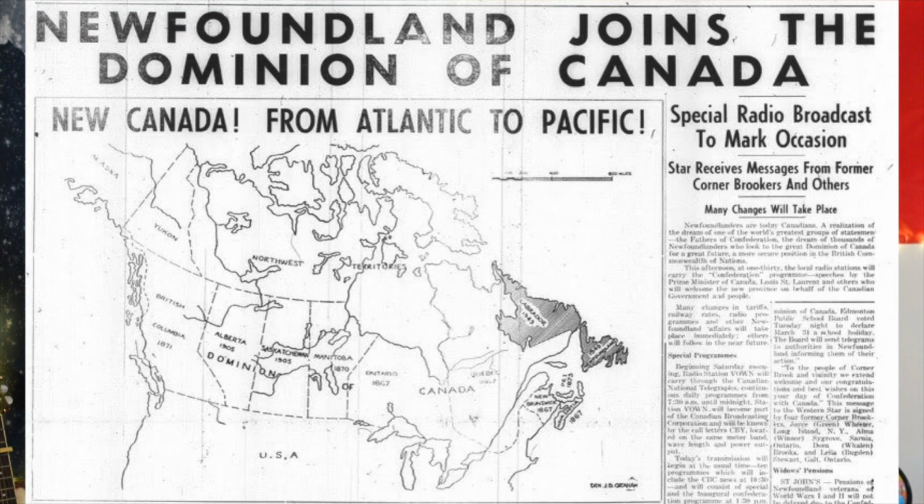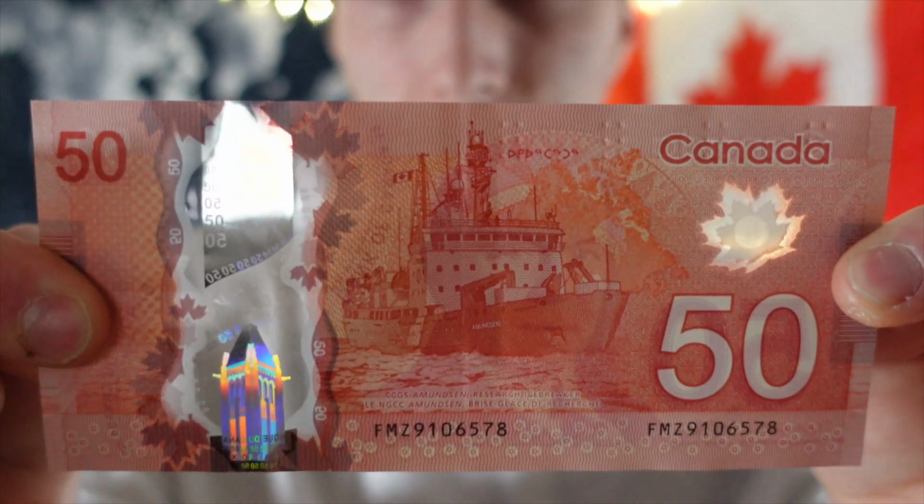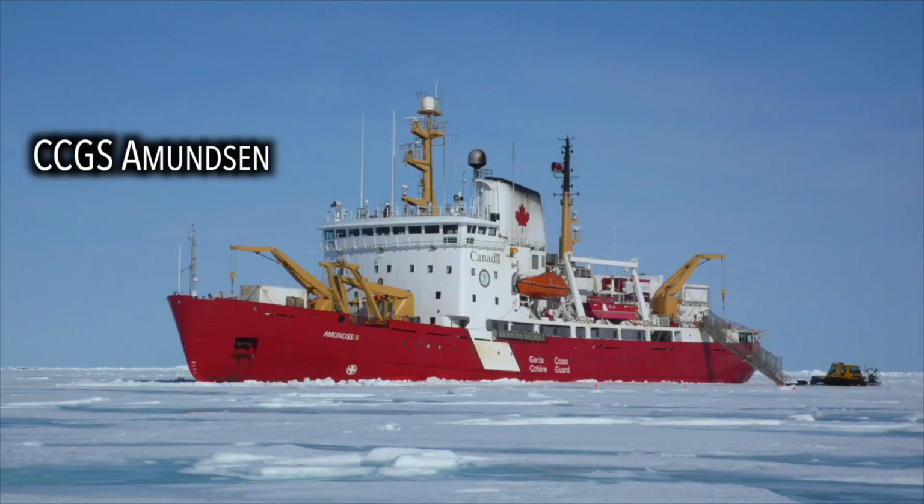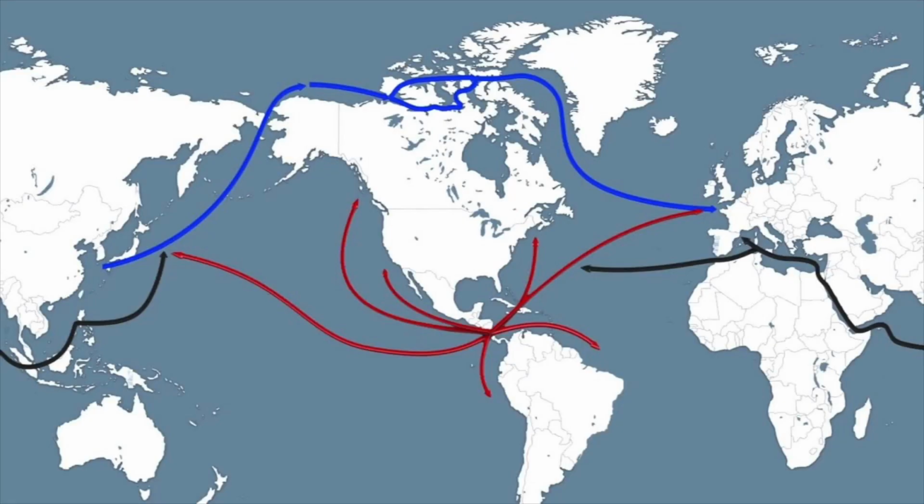He briefly served after the Second World War, and his main sort of policy achievement during that time was the fact that he integrated Newfoundland and Labrador into Canada. Now on the other side, that's an icebreaker called the CCGS Amundsen. But that icebreaker today is used for Arctic exploration and research. Canada's Arctic is melting because of climate change, but that is also opening up a whole bunch of economic opportunities in terms of natural resources and also in terms of maritime shipping.